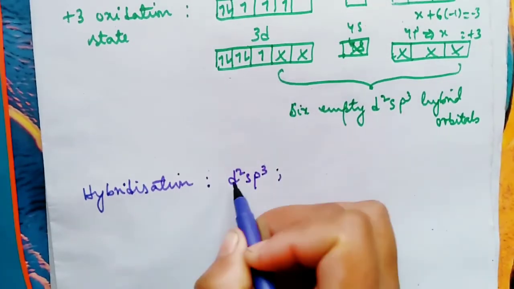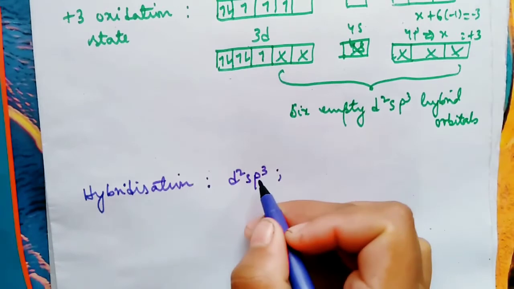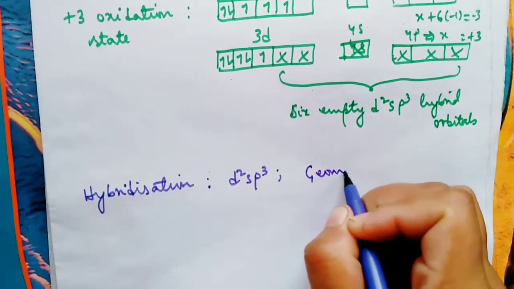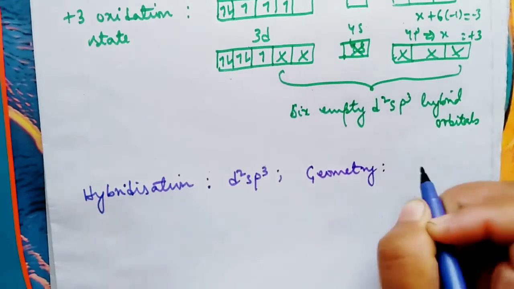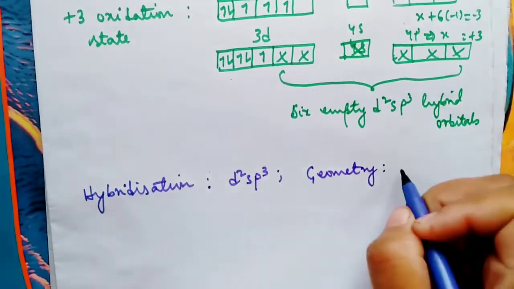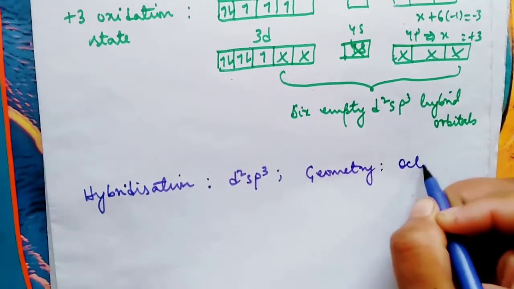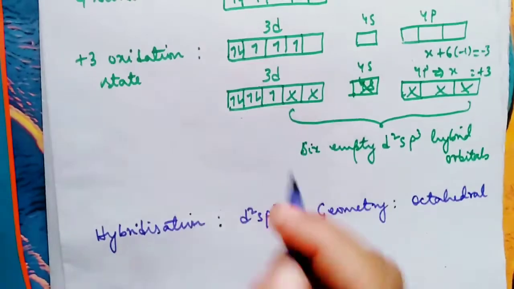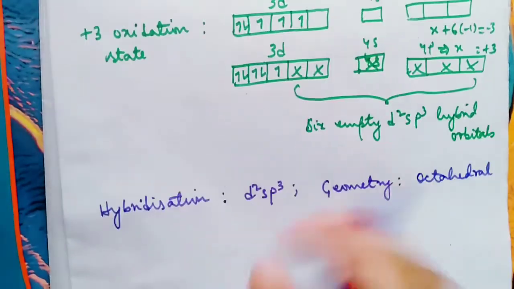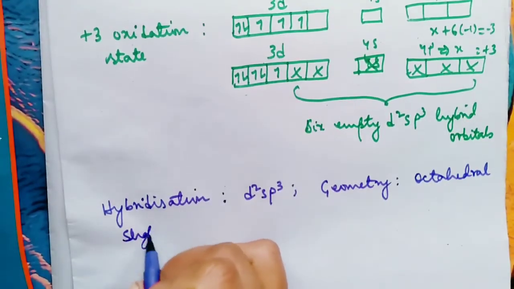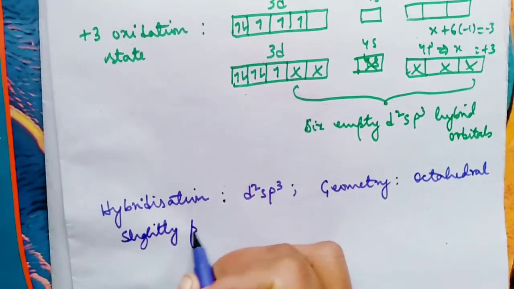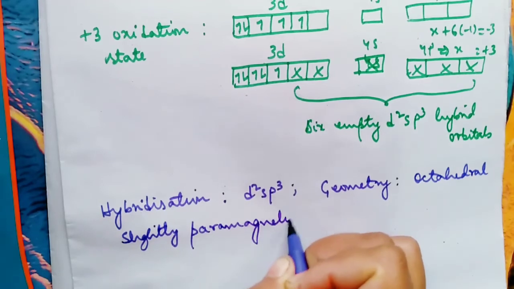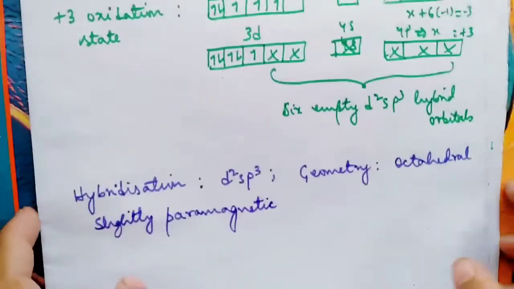If it is d2sp3, it involves the inner orbital, and the geometry of the complex [Fe(CN)6]3- is octahedral. And what about the magnetic behavior? There is one unpaired electron, so it is slightly paramagnetic, because there is one unpaired electron. Okay, so that's all.